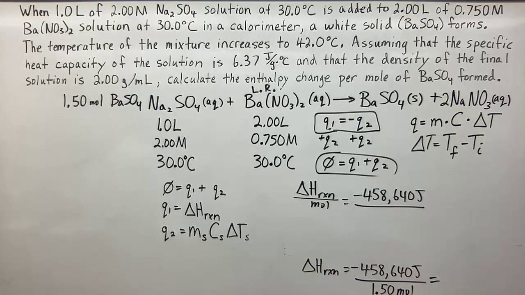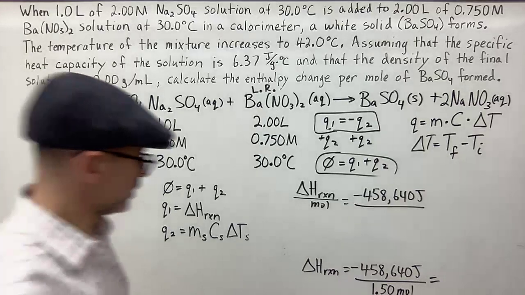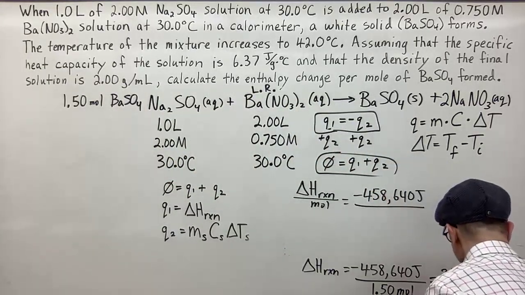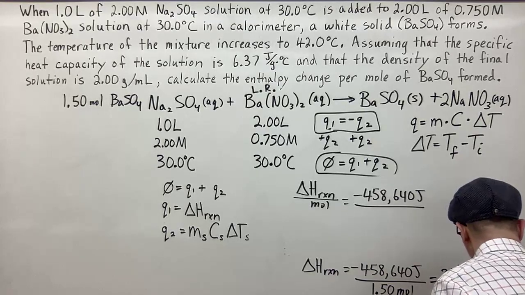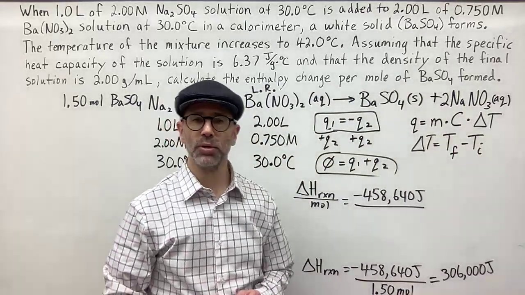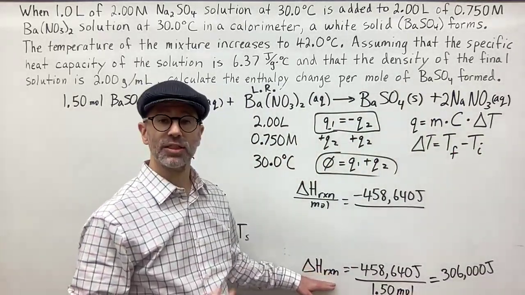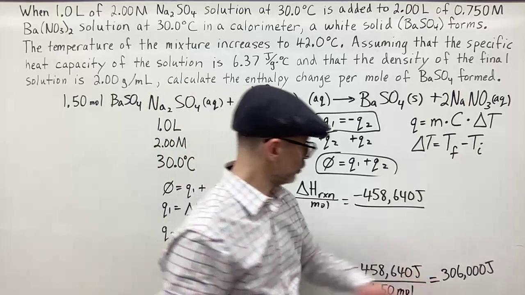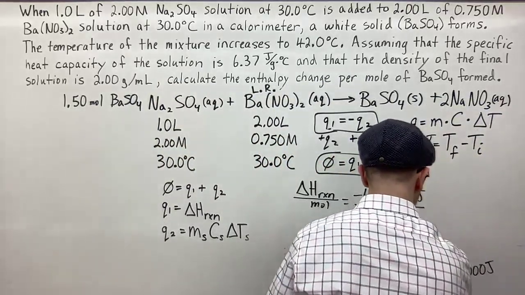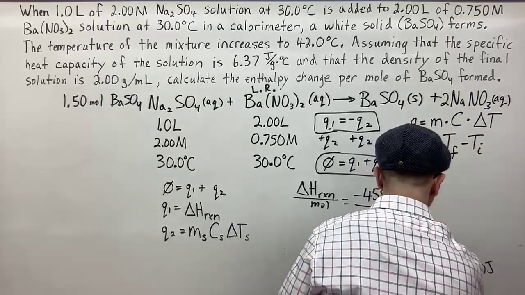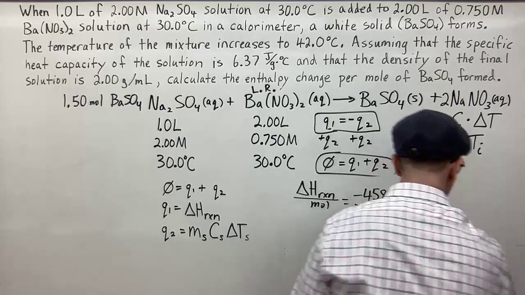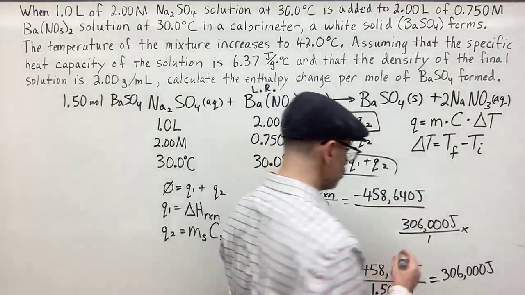And so when we calculate that, we get, let's see, I'm rounding a little bit, 306,000 joules. Remember, this is in joules, and normally your delta H of reaction is going to be in kilojoules, so we can convert this to kilojoules. So we can take the 306,000 joules, and 1 kilojoule is 1,000 joules.